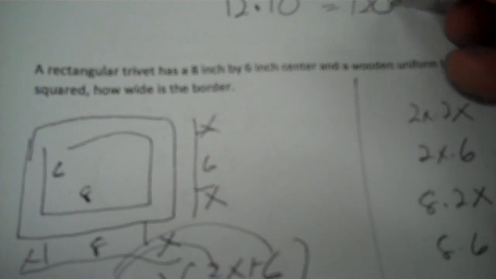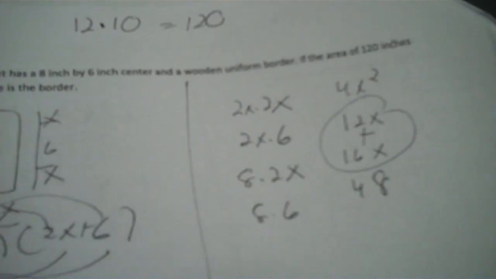This is not mandatory here. 8 plus 2 is 10, plus another 2 is 12. 6 plus 2 is 8, plus another 2 is 10, and 12 times 10 is 120. That's exactly the area I had. Okay, last one. I'm going to do the last one. I'm actually going to skip steps on the T-chart.